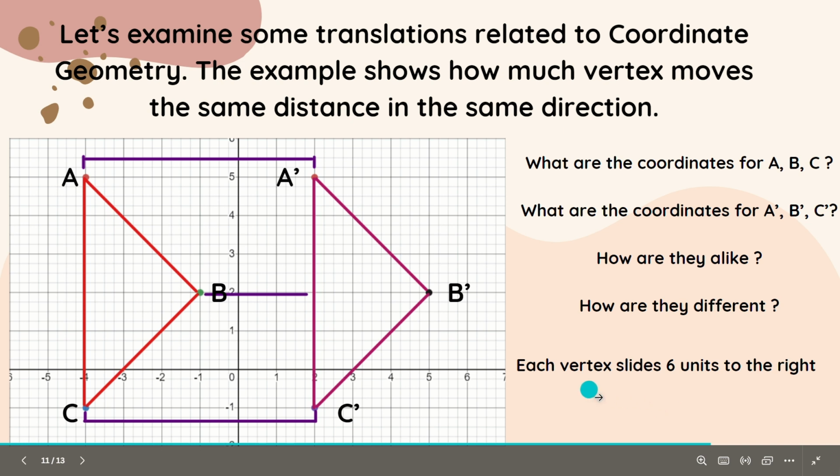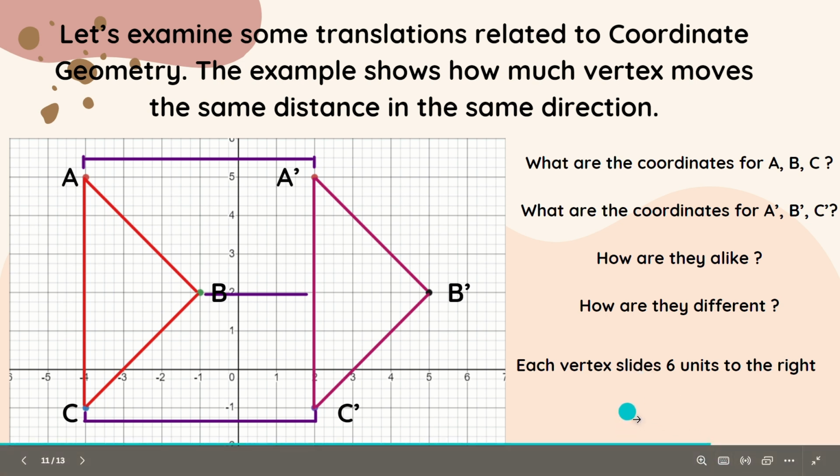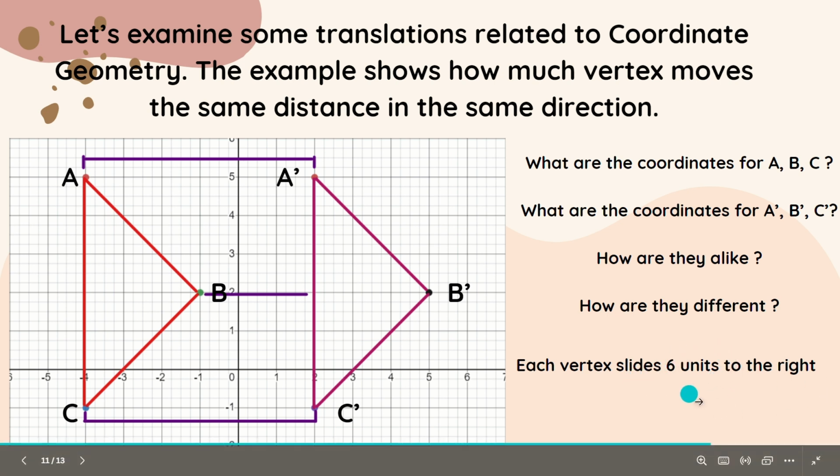Okay, so sabi dito, each vertex slides 6 units to the right. So, paano natin ma-confirm if tama yung sinasabi dito na each vertex slides 6 units to the right? Let's see. 6 units daw. Okay, so let's start.